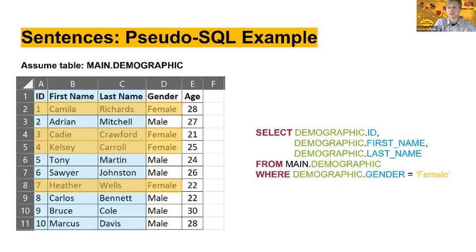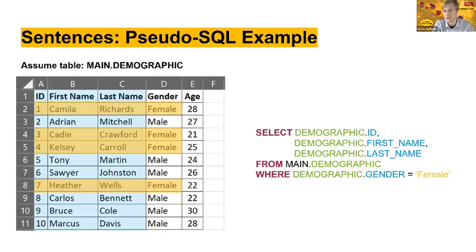Okay, and then the where section contains logical tests, that is operations we want to conduct, which either return true or false, and those determine the subset of rows that should be returned. So only expressions that evaluate to true are returned. So in this case, where demographic.gender equals female. So again, we're referencing a column, gender, that's within the demographic table. And we're saying it should equal female.